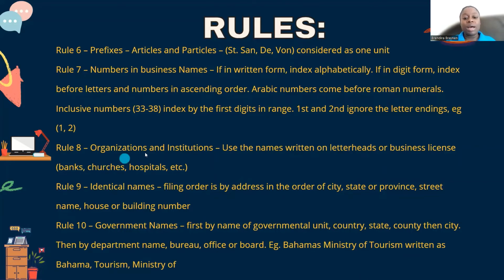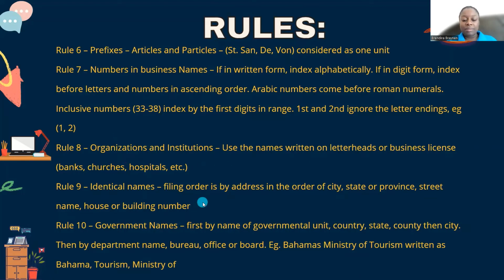With Rule 8, we have organizations and institutions. You use the name that's written on letterheads or business licenses. So Royal Bank of Canada Limited, you would file it as Royal Bank of Canada Limited. You wouldn't put RBC or anything like that. You would put the proper filing so that persons are able to match and identify.